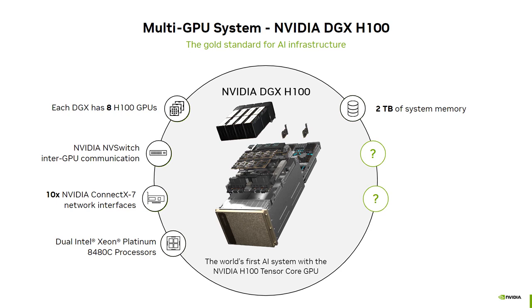The DGX H100 has 2 terabytes of system memory, which is a massive amount of memory that can be used to store and process large amounts of data. The DGX H100 is configured with 30 terabytes of NVMe SSD storage. This large amount of high-speed storage can be used to store and access data quickly. AI performance of 32 quadrillion floating point operations per second.